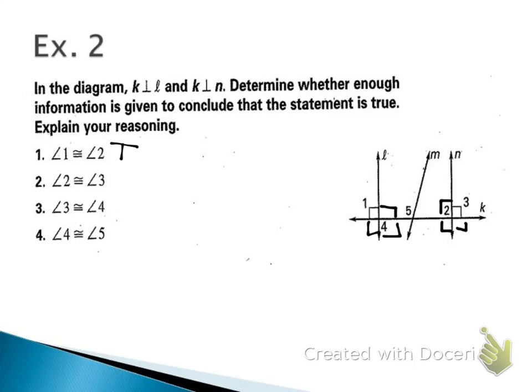2 and 3, are these congruent? Yes. Both right angles. 3 and 4, are those congruent? Yes, they are both right angles. 4 and 5, are those congruent? No. No, why not?